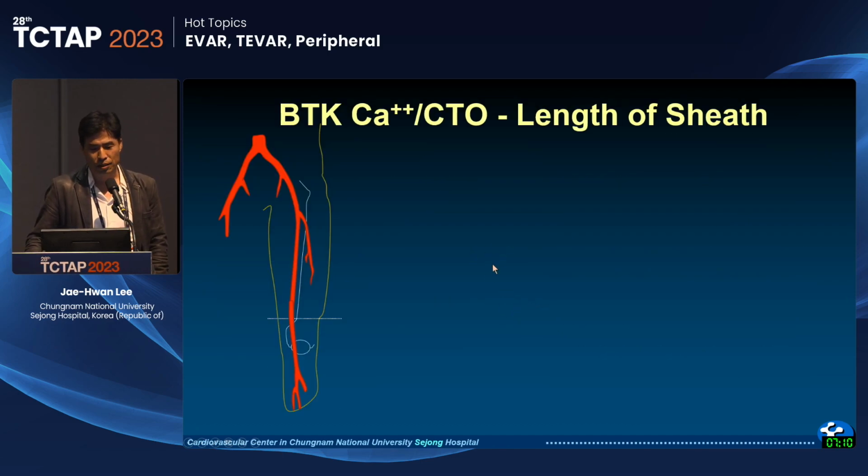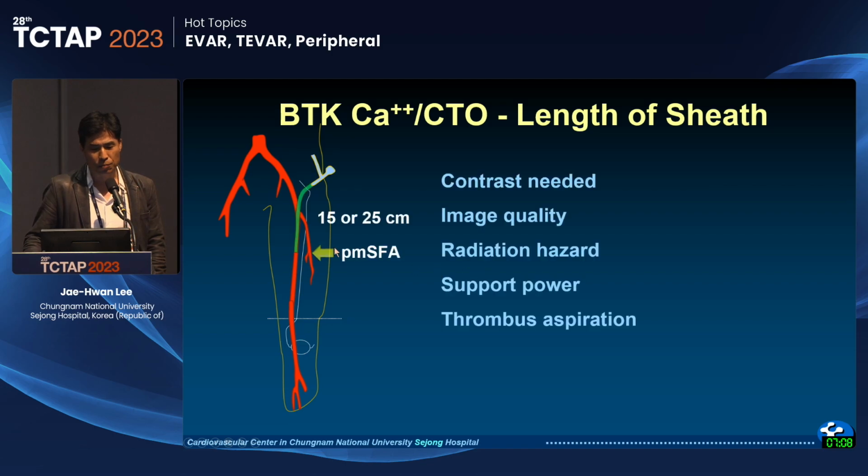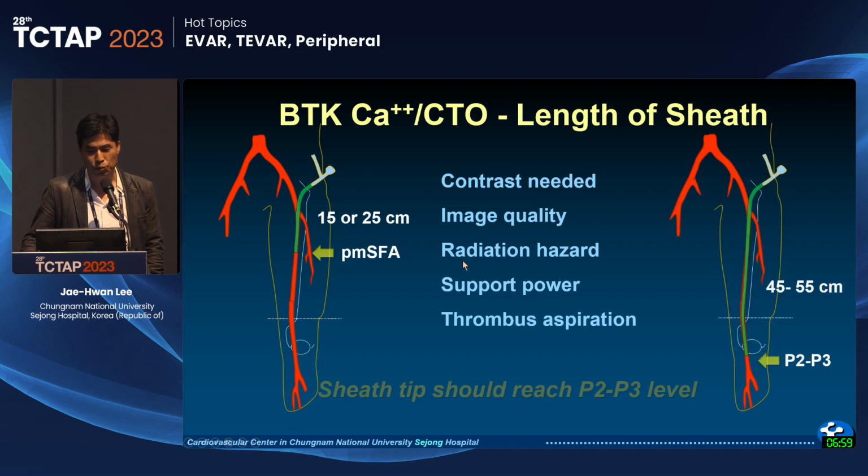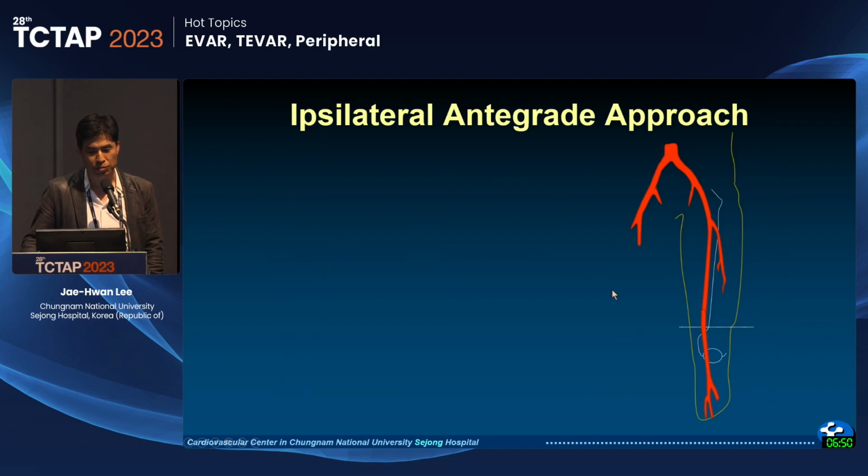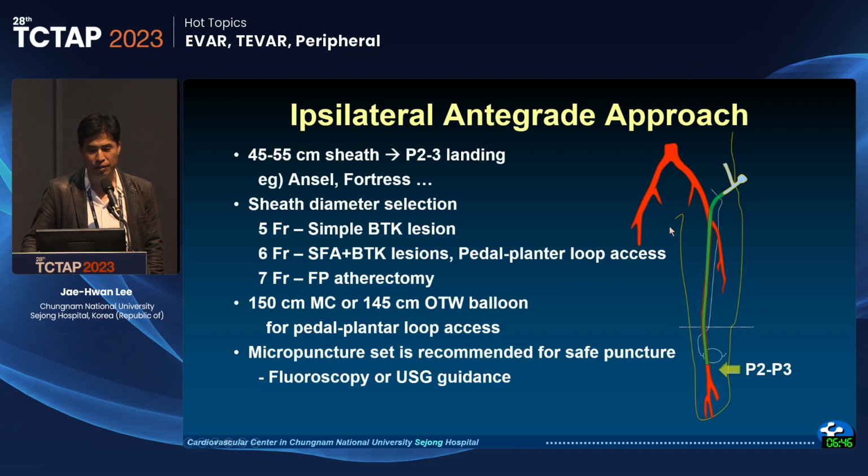For selection of ipsilateral approach, some operators use short sheaths, but I seldom use this sheath because more contrast is needed, image quality is poor, radiation hazard is more, and support power is poor. So the sheath tip should reach the P2 or P3 level. So you have to use a 45 or 55 centimeter long sheath. If you use ipsilateral antegrade approach, I usually use Ansel sheath, and sheath diameter selection depends on the BTK lesion.